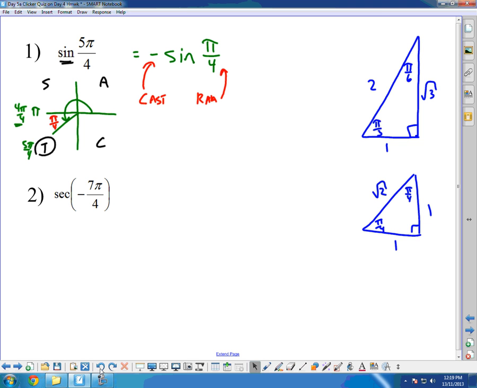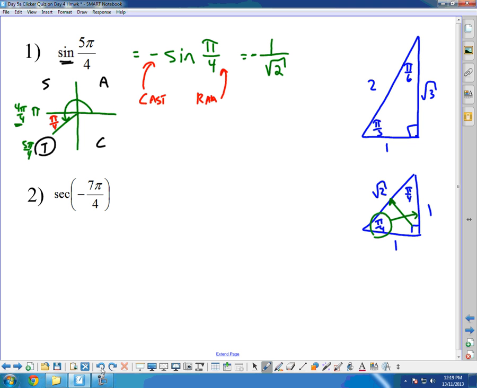So once I get to this stage where I have negative sine pi over 4, I now have one of my special angles. So I can go over here and figure out what pi over 4 is. There's pi over 4, sine is opposite over hypotenuse, and it's 1 over root 2, except mine is negative, so I've got to make sure it's negative 1 over root 2. Hopefully that's what you got.